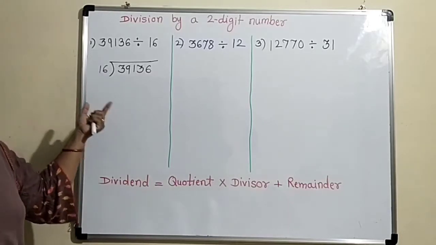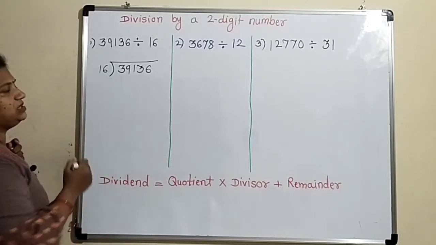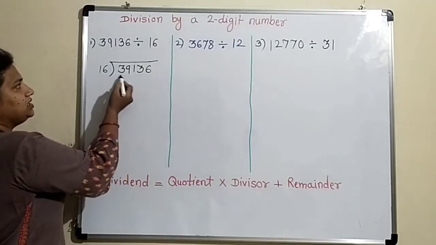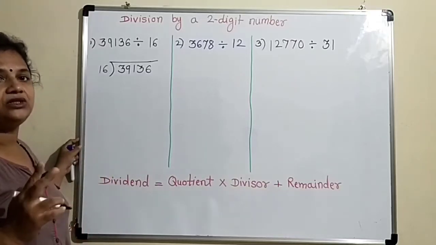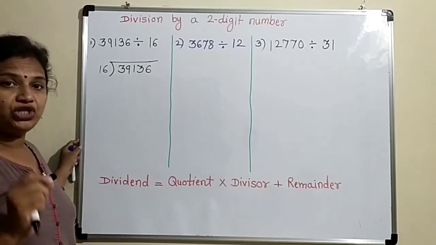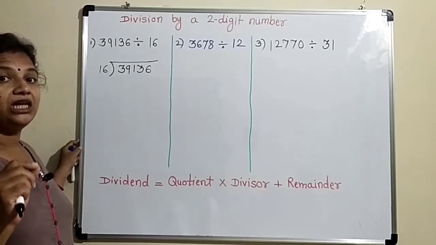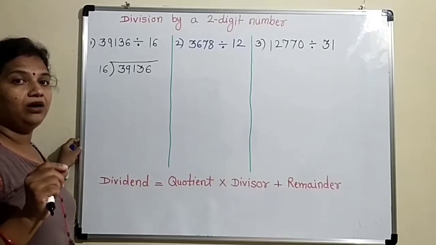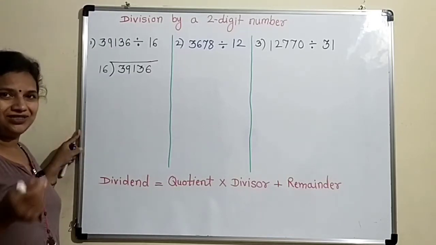Now when we divide by 16, it is a two-digit number, so let us consider two digits, because definitely the first digit will be smaller than the divisor. So we have to consider the first two digits of the dividend, which make the number 39. We have to check in the table of 16 where that 39 will come. If it is not there, then we have to choose a number which is smaller than 39 and closer, right?